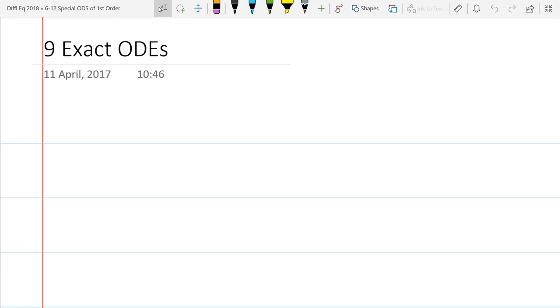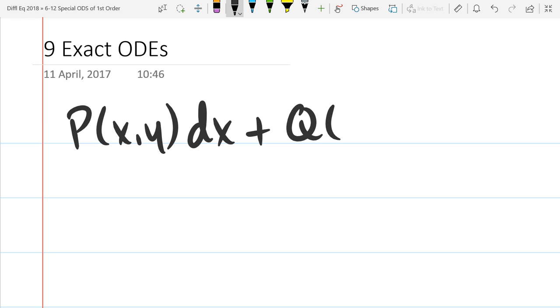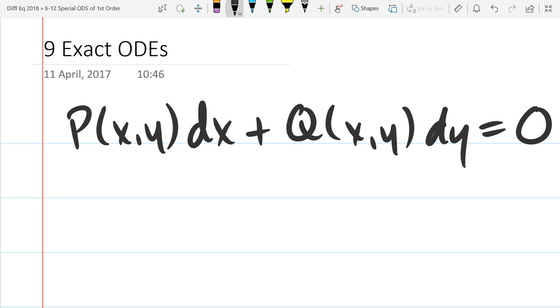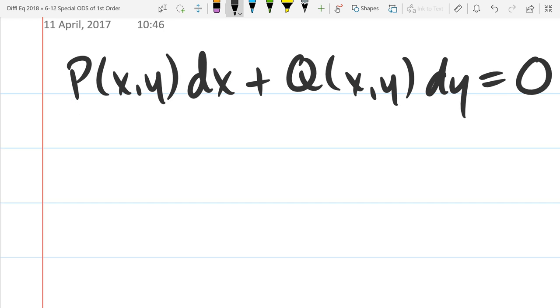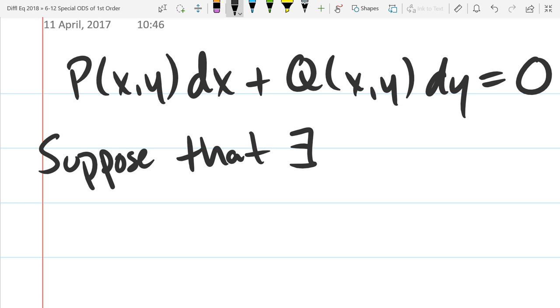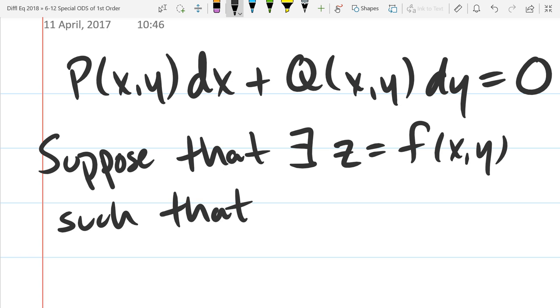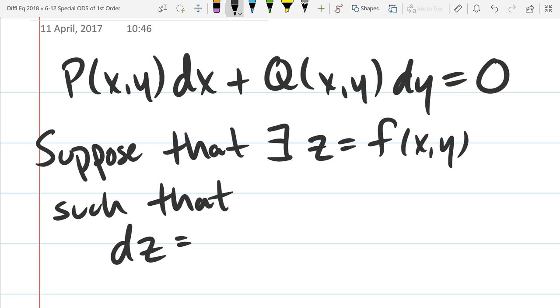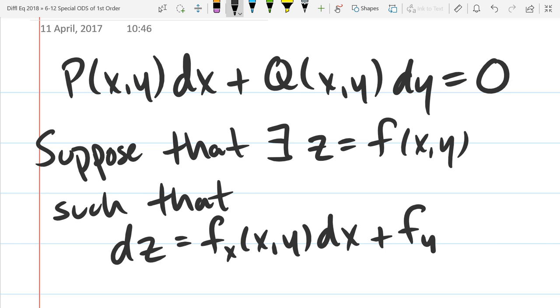So we're going to have our ODEs in the same form that we had before, which is a function of x and y in front of dx, and a different function of x and y in front of dy. So we'll call the first coefficient function p, the second one q. So before we get into the definition, let's just suppose that there exists, so that's our backwards e, there exists a function f of x, y such that dz equals the x derivative dx plus the y derivative dy.